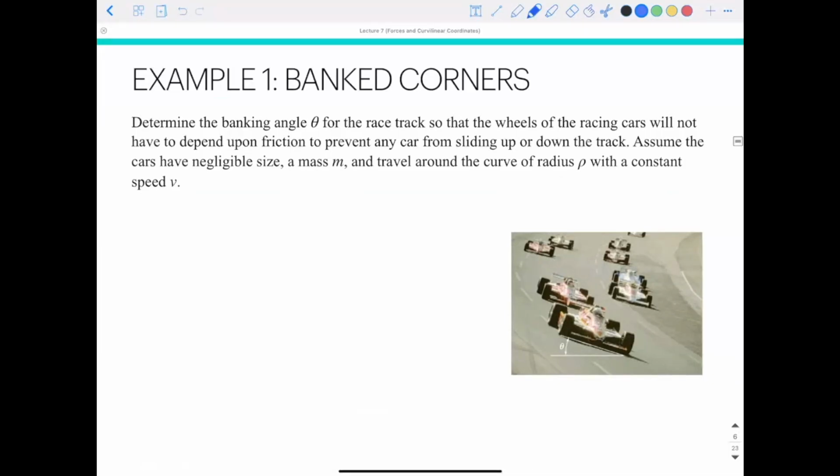So let's look at an example. In this question, it says, determine the banking angle theta for the racetrack, so that the wheels of the racing cars will not have to depend on friction to prevent any car from sliding up or down the track. Assume the cars have negligible size, a mass m, and travel around the corner of radius of curvature rho with constant speed v. So our first step is always going to be that free body diagram.